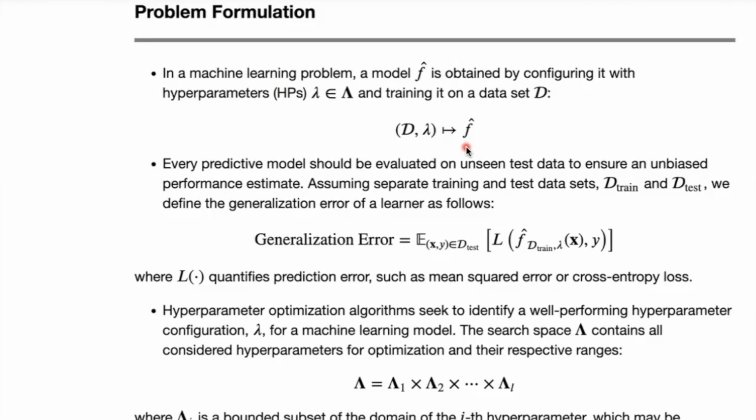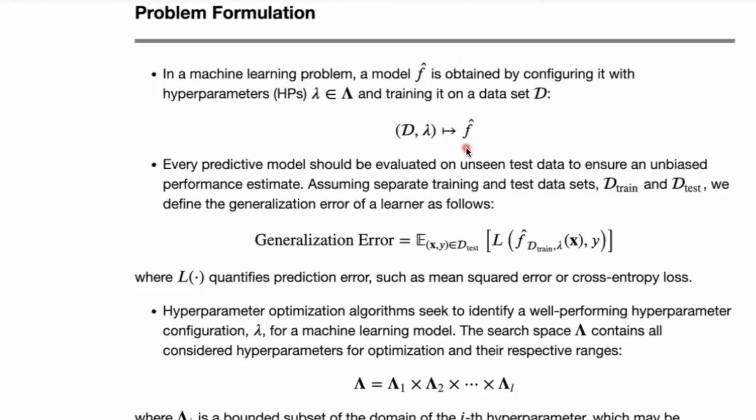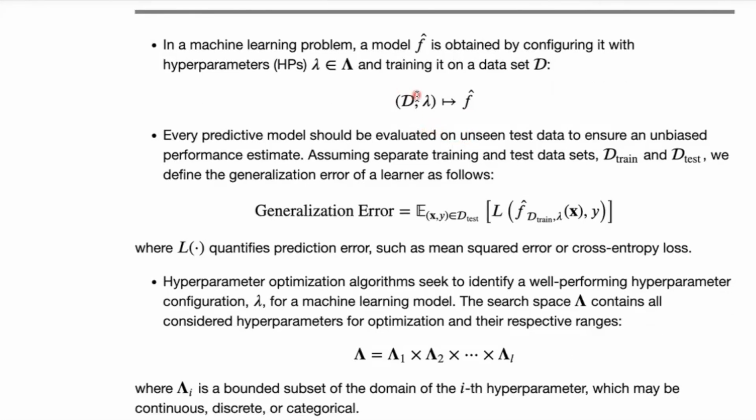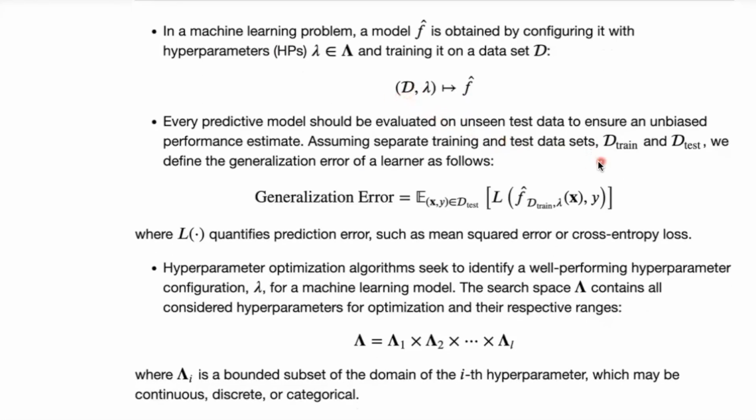However, what we know is that for every machine learning model, we should not evaluate its performance on the data that we have seen. So instead, we should always have some unseen test data that we can use to find an unbiased performance estimate. And therefore, instead of just working with one data set, we need to at least have two data sets, D-train and D-test, for training and testing.